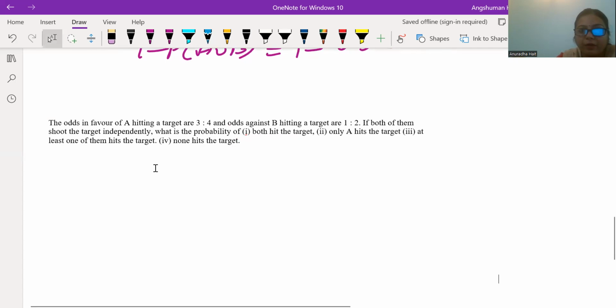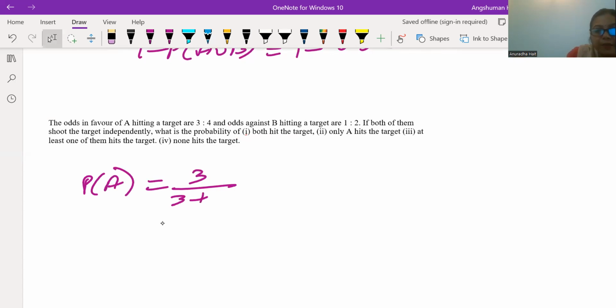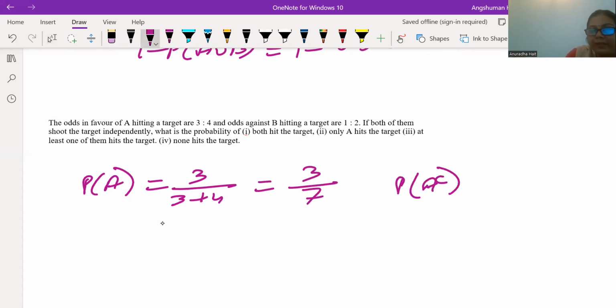Now the main thing here, which is different from the previous sum, is that the probabilities are not given directly, but the odds in favor of A hitting a target. The meaning is that it is given as 3 by 3 plus 4. So what is it? 3 by 7. Okay. So what will be the probability of A complement? It will be 4 by 7.